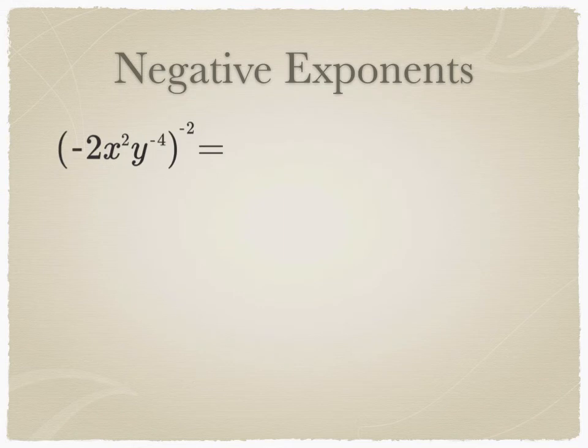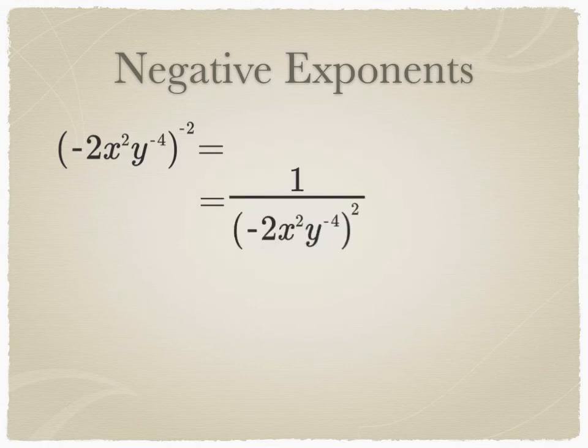So let's look at perhaps our most difficult looking example today and solve this. So we'd like to express this term without having any negative exponents. So the first thing I'm going to do is take the term in parentheses, move that to the denominator, and then remove the negative sign in front of the exponent 2.